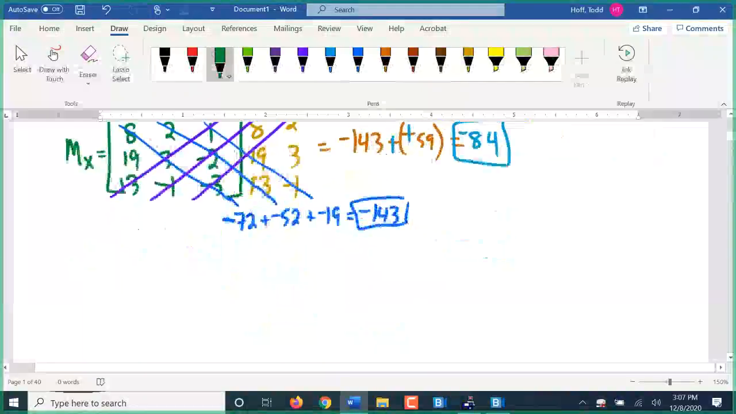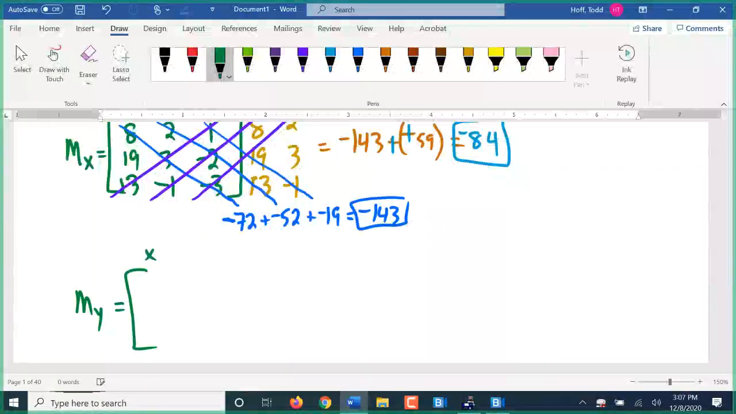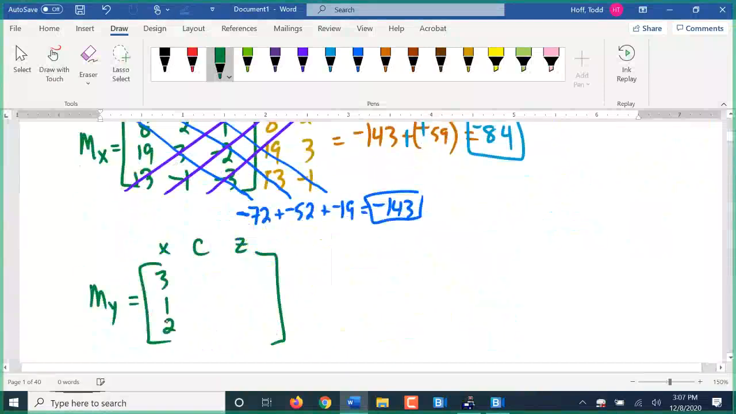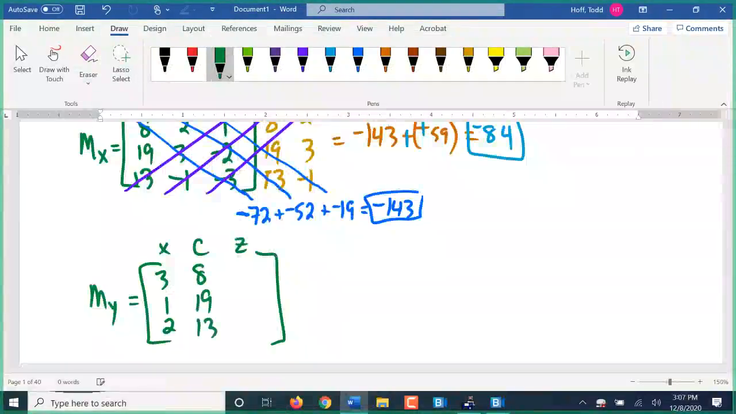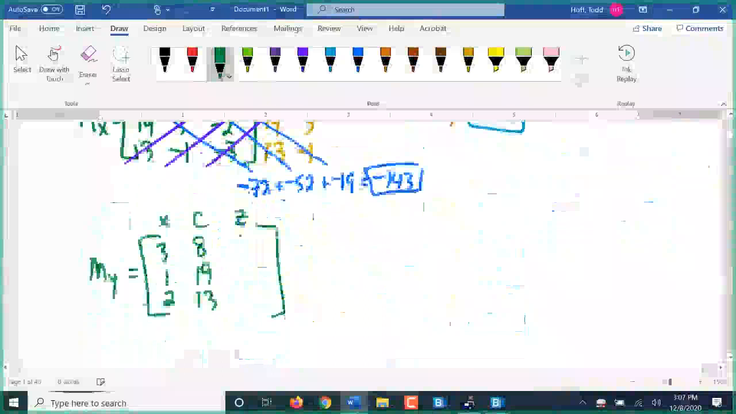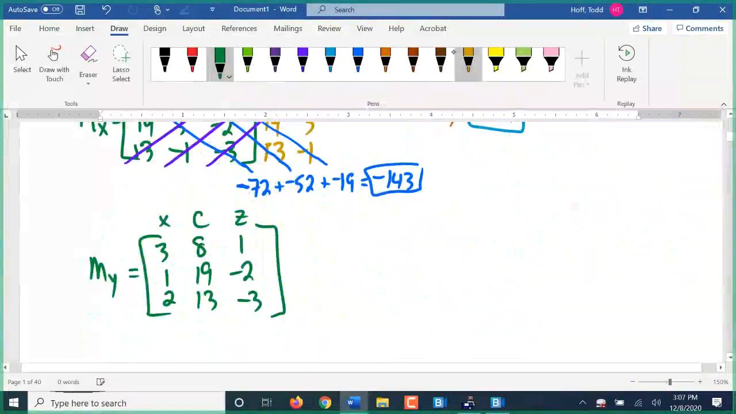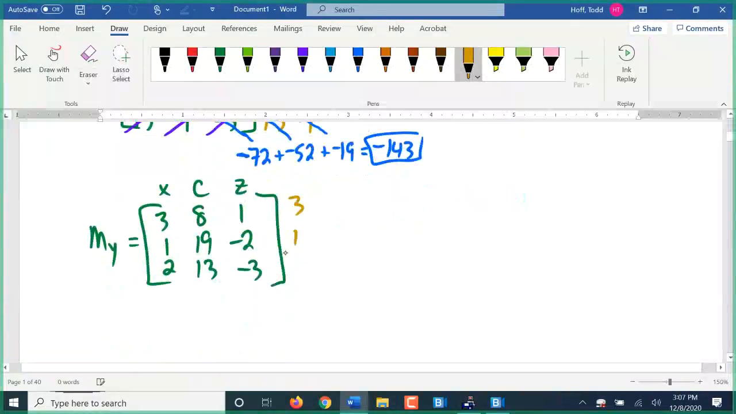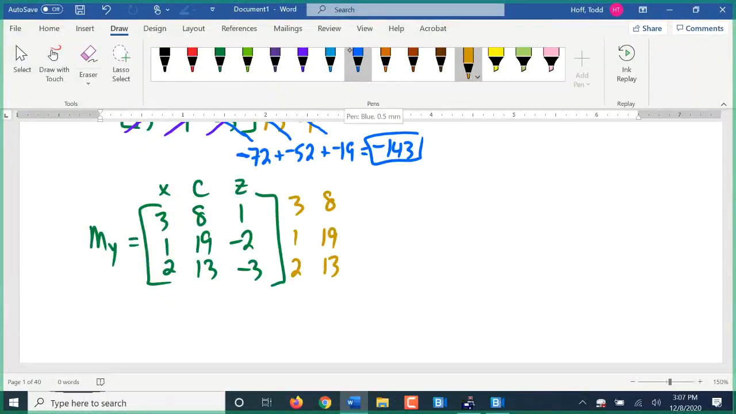So then our Y matrix, we put the X back in, we replace the Y column with the constants. So we have 3, 1, and 2 again for X. We have 8, 19, and 13 for the constants, and 1, -2, and -3 for Z. We'll rewrite our columns: 3, 1, and 2, 8, 19, and 13. Do our diagonals.